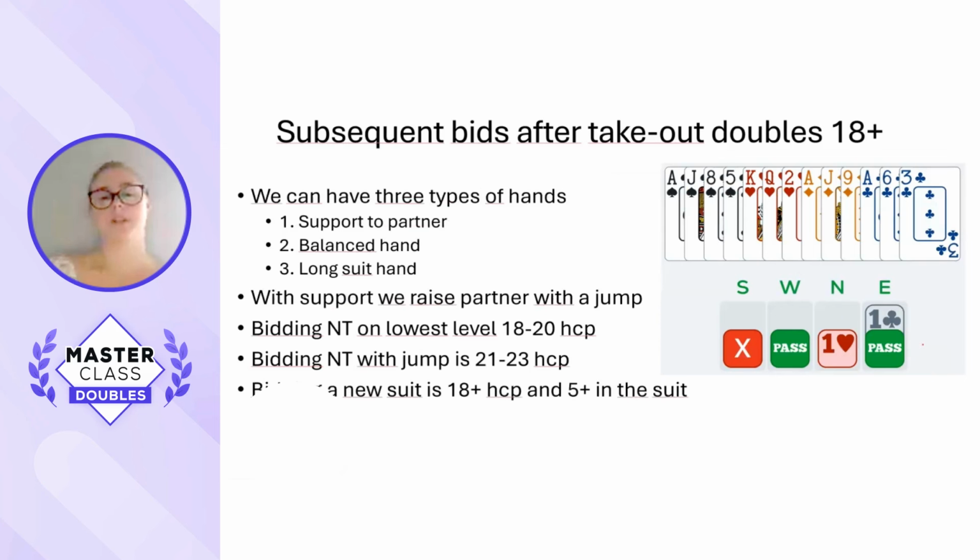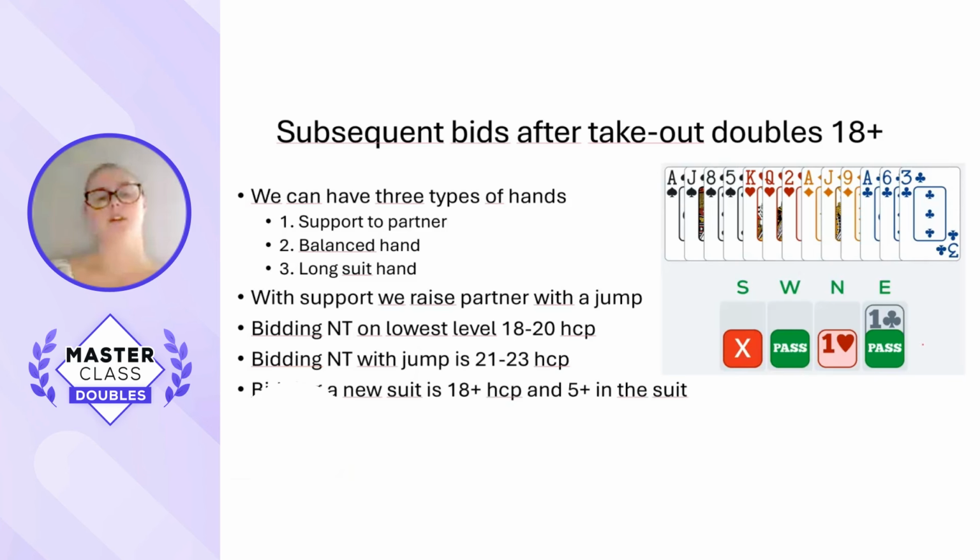However, sometimes we have the strong hand. It's not as often, but it does happen. And we can have 3 types of hands. We can have support for partner, we can have a balanced hand, or we can have a long suit hand. And with support, we raise partner with a jump. So we're trying to tell partner that, okay, we have a strong hand, and if partner showed some extras as well, we just bid game. If partner showed a weak hand, we just try to encourage partner to raise with a little bit of extra.